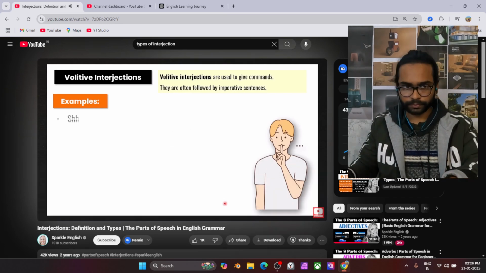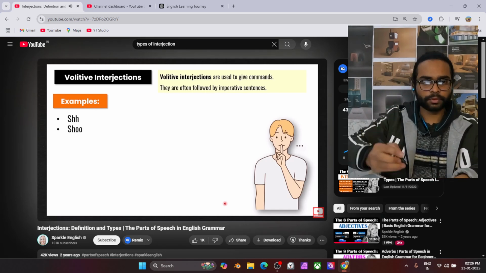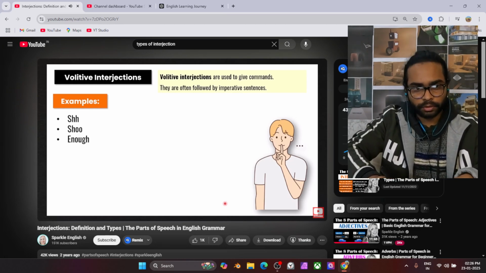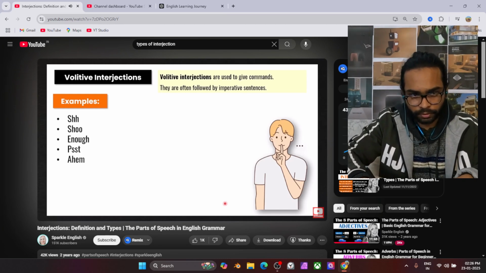Here are some examples. Shh, we say when we want someone to be quiet. Shoo, we say when we want someone to go away. Enough, when we want the conversation to stop. Psst, we say when we're trying to get someone's attention secretly. Hum, we say when we're clearing our throat and want people to listen to us.